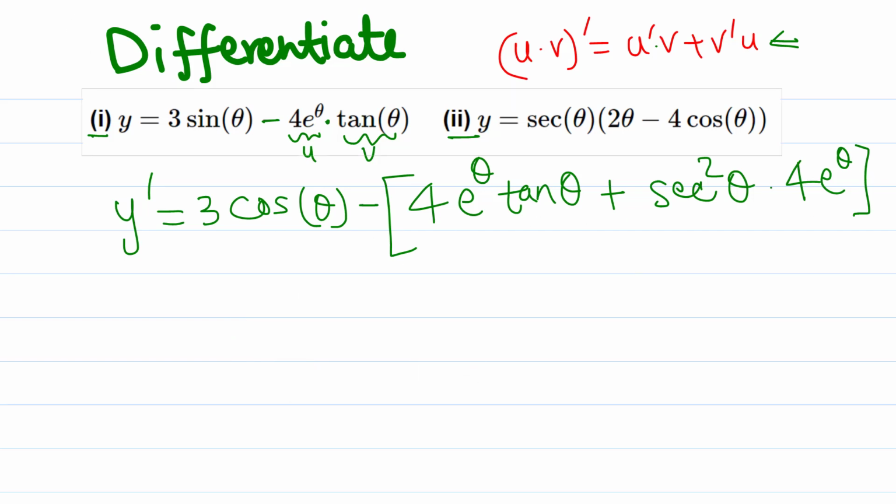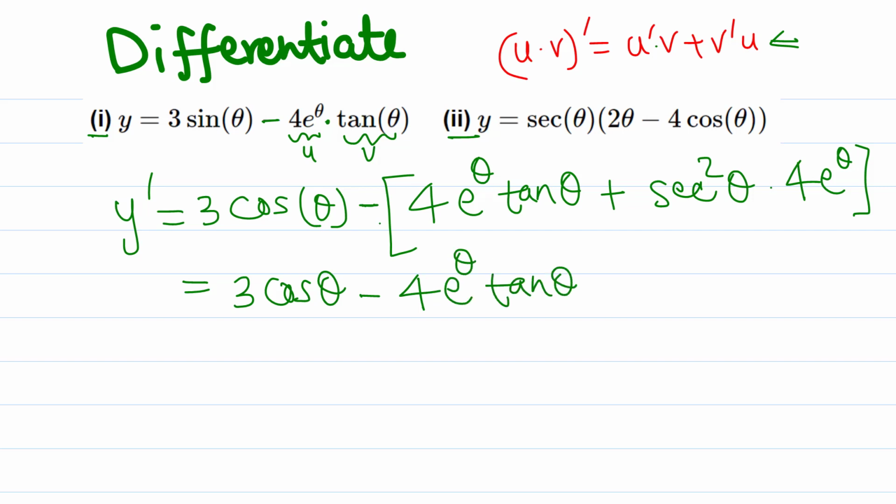Let's just simplify, okay? So this is 3 cosine theta minus, we need to distribute negative 1 here, negative 4 e^theta tangent theta. This is negative 1 plus minus, and this one we can write 4 e^theta first, then secant square theta. There is nothing we can simplify, so this is final for this part.